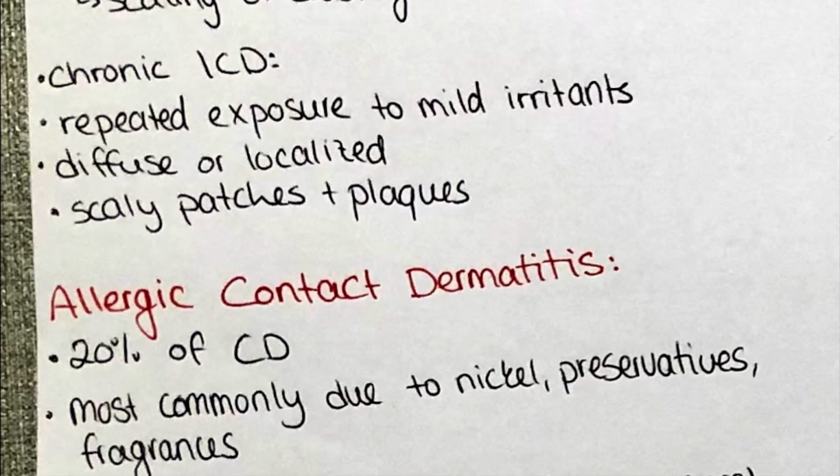In chronic irritant contact dermatitis, the patient is exposed to a milder substance, but in a repeated pattern. For example, this can be due to frequent washing of hands. The rash is usually diffuse but can be localized, and the skin presents with scaly patches and flakes.